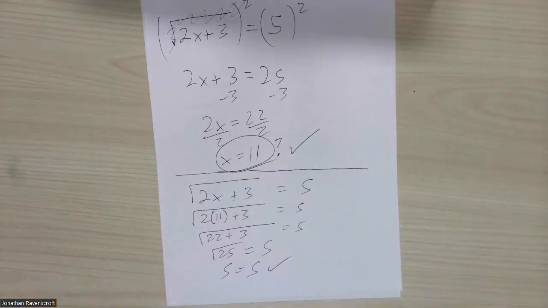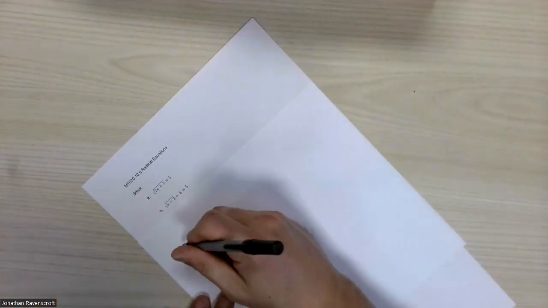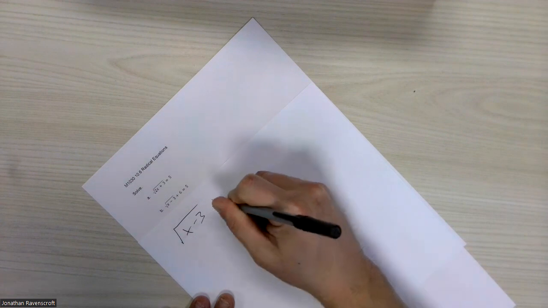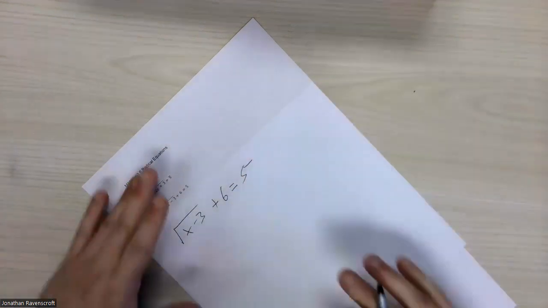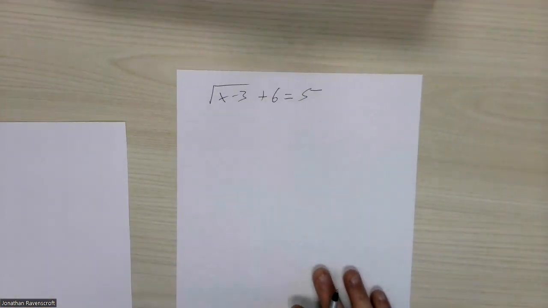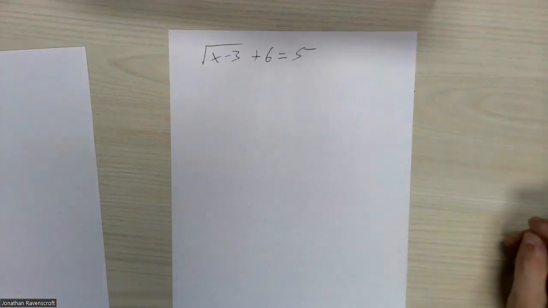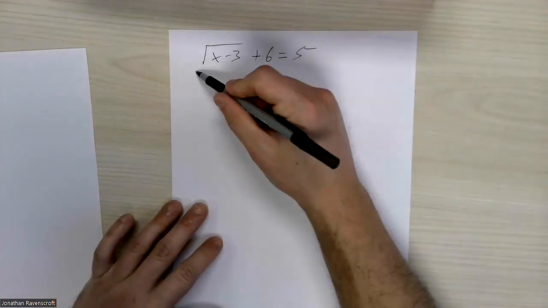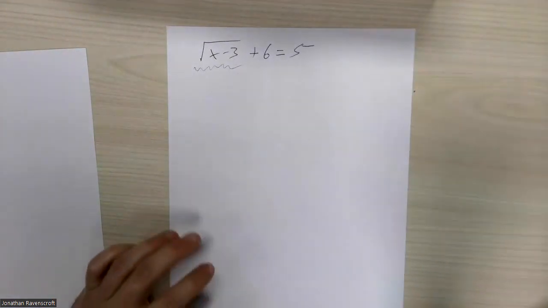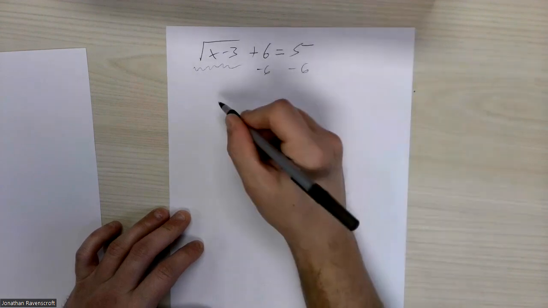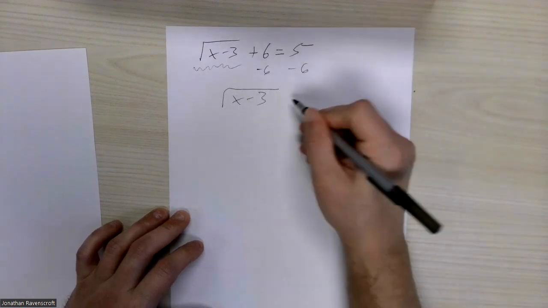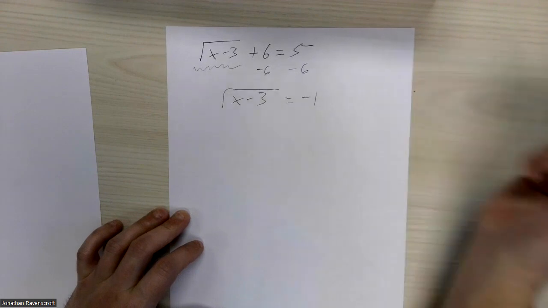Let's try another example. What if we have the square root of x minus 3, plus 6 equals 5? Now, you're allowed to square both sides, but what we want to do is isolate the radical term first. We want to get this thing by itself. So what I'm going to do is subtract 6 from both sides. The square root of x minus 3 equals -1.